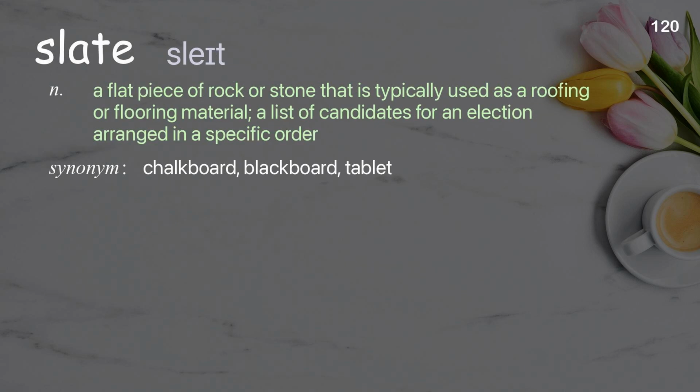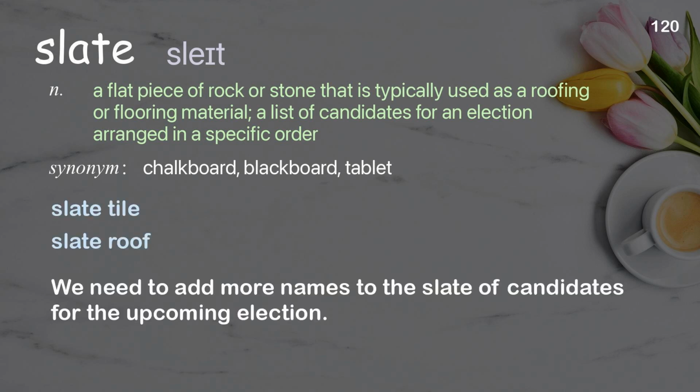Slate. A flat piece of rock or stone that is typically used as a roofing or flooring material, a list of candidates for an election arranged in a specific order. Examples: Slate tile, slate roof. We need to add more names to the slate of candidates for the upcoming election.